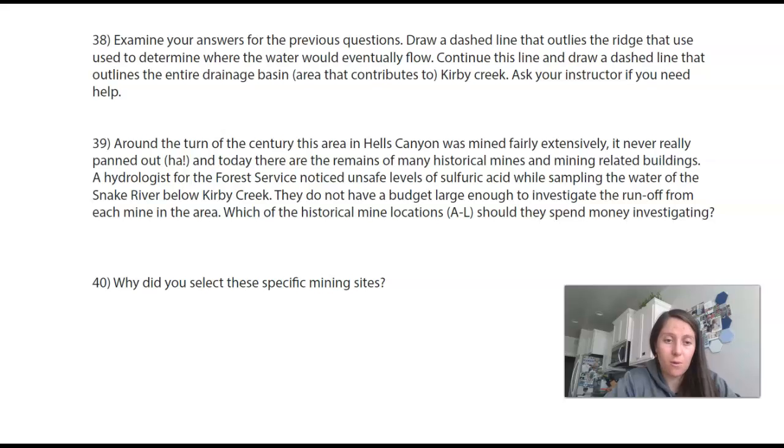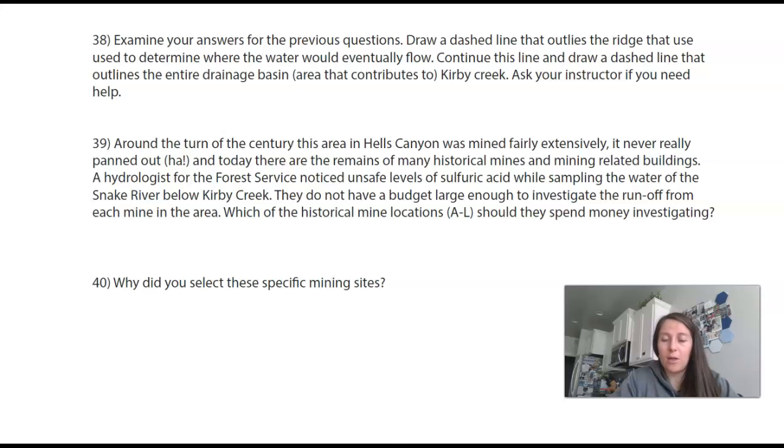So a hydrologist for the Forest Service noticed unsafe levels of sulfuric acid while sampling the water of the Snake River below Kirby Creek. So Kirby Creek is the problem. They do not have a budget large enough to investigate the runoff from each mine in the area. So which of the historical mine locations, A through L, should they spend money investigating?